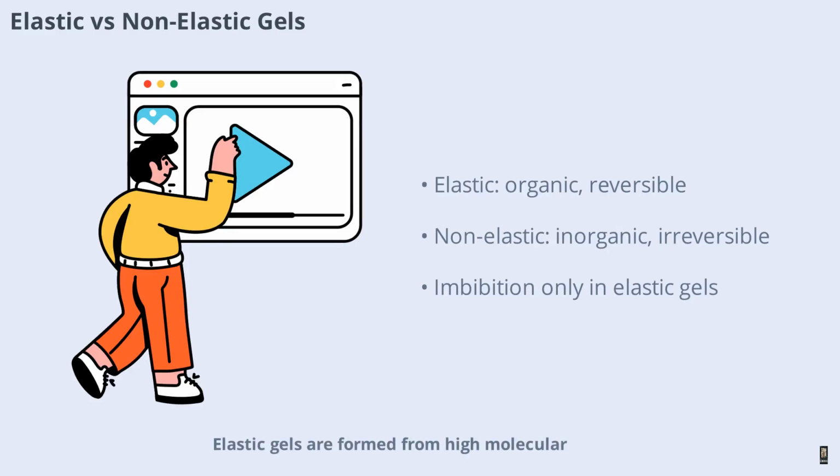Elastic gels are formed from high molecular weight organic substances like starch and gelatin, and they give an elastic solid upon dehydration. They are reversible and show imbibition. Non-elastic gels, on the other hand, are made from low molecular weight inorganic substances like silica gel. They give a solid powder on dehydration, are irreversible, and do not show imbibition. This distinction is important for selecting the right type of gel for specific applications.